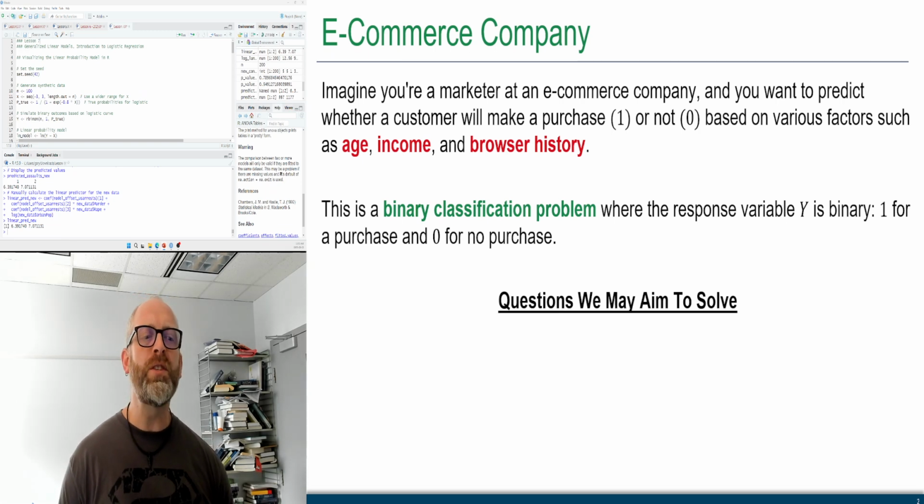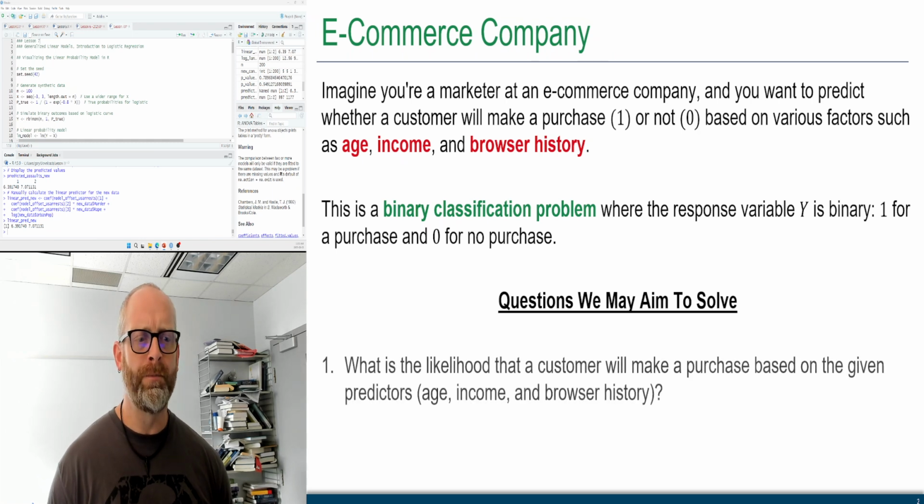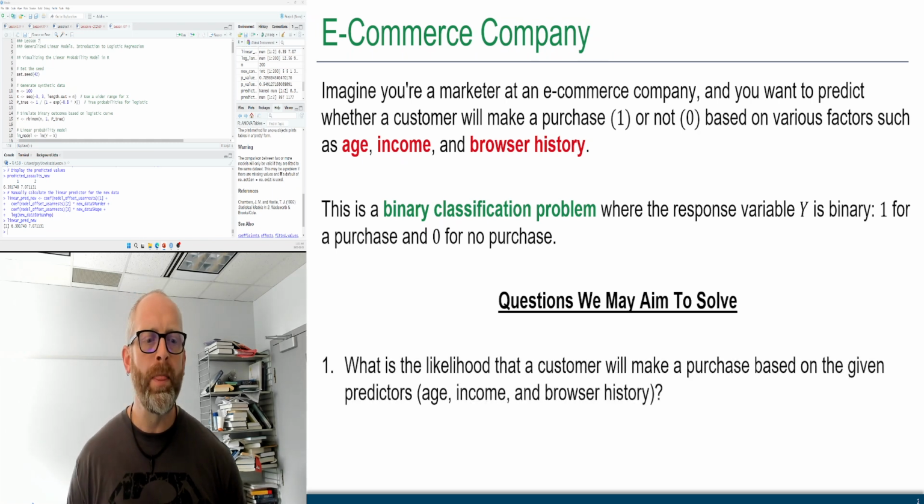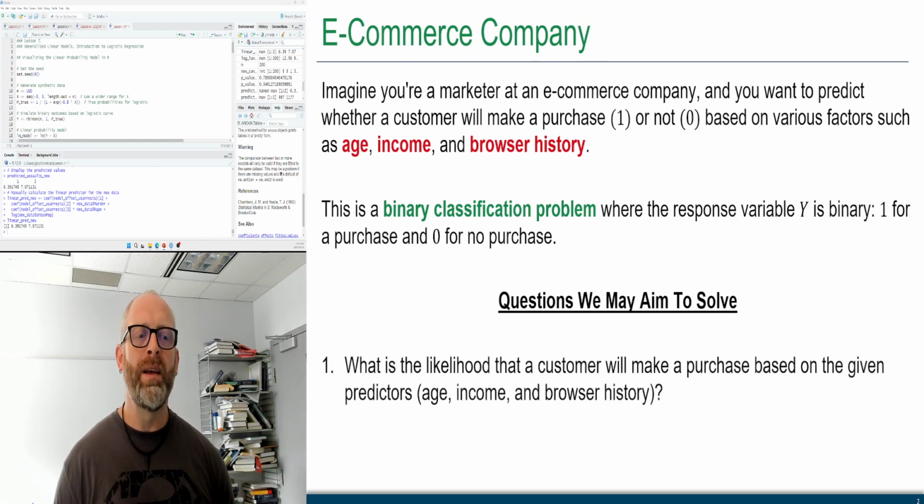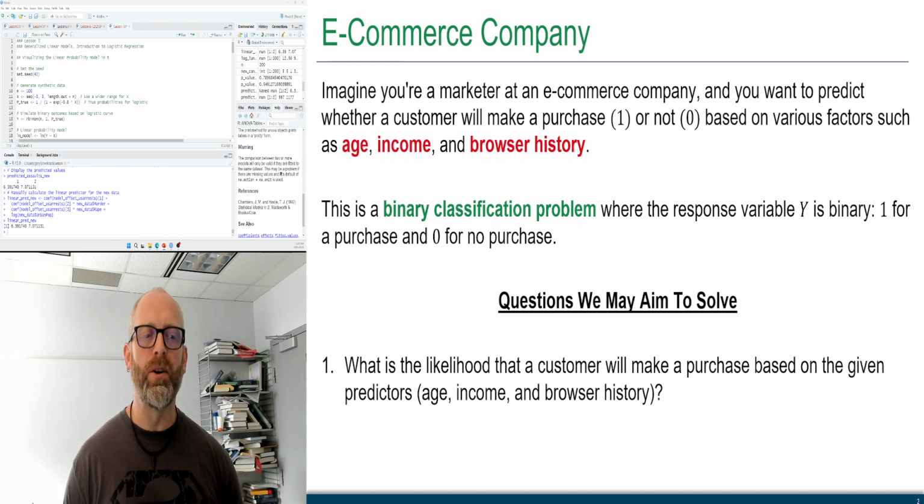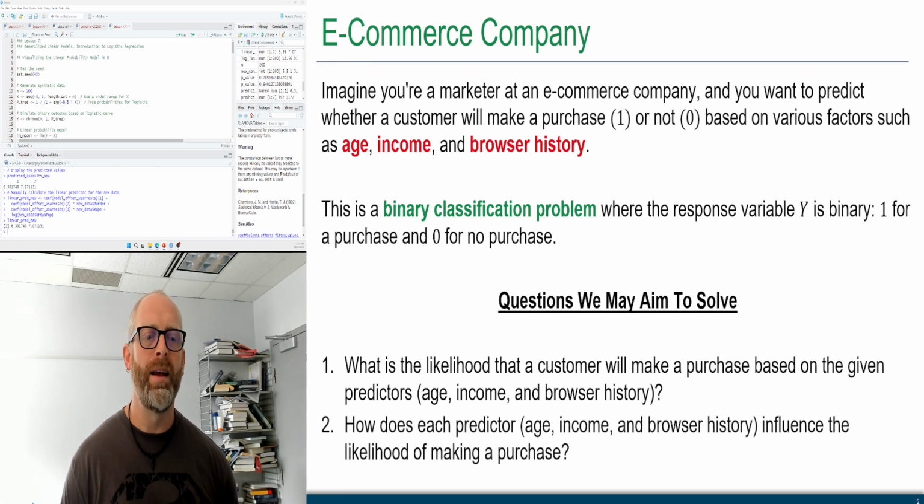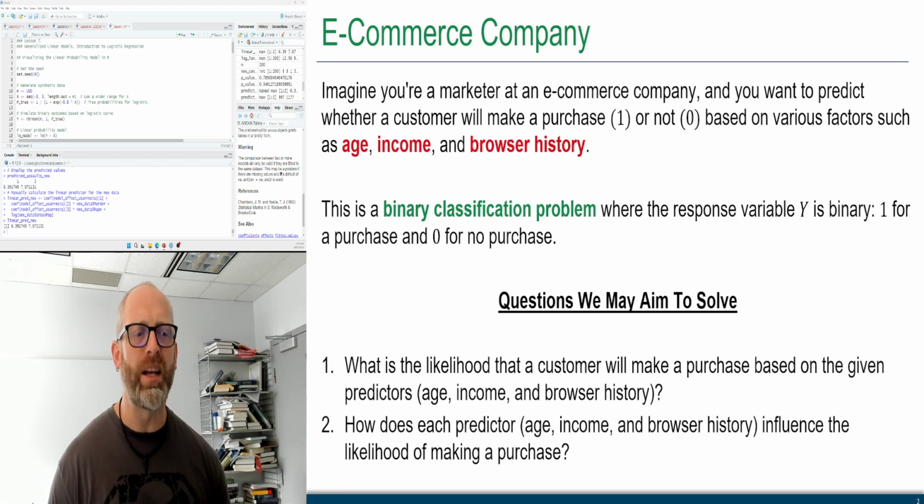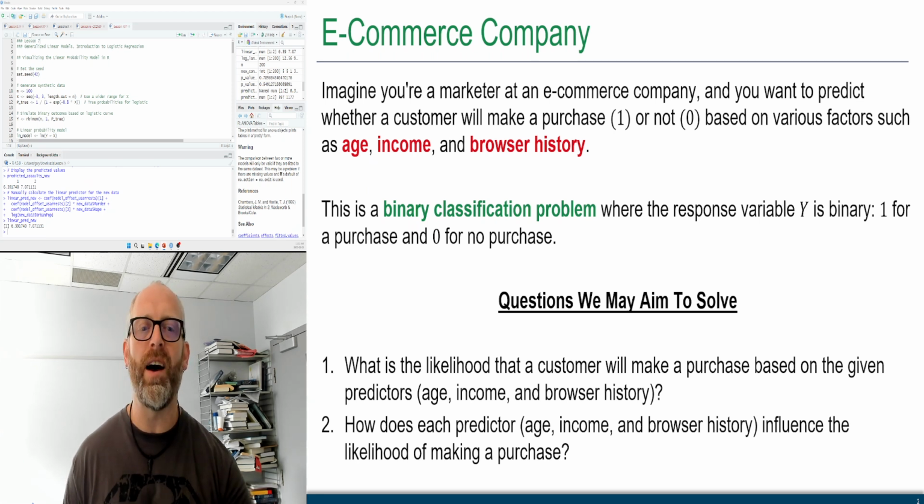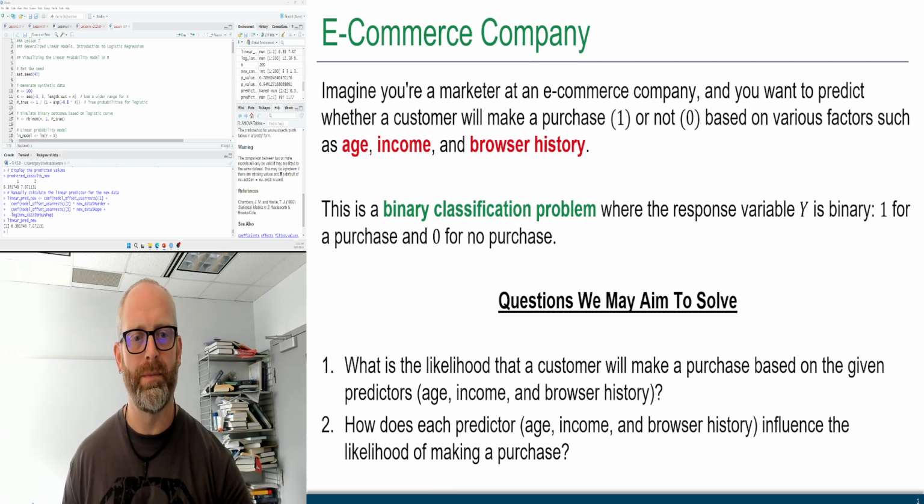All right, so questions we may aim to solve. One, what is the likelihood that a customer will make a purchase given a set of predictors? Again, for a specific age, income, and browsing history. A second question: how does each predictor, age, income, browsing history, if these are the three we are dealing with, influence the likelihood of making a purchase?